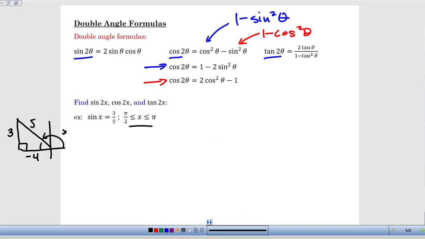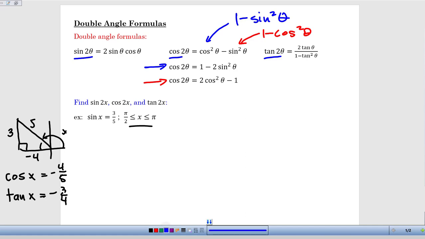And so that means that the cosine of x for this particular angle is going to be adjacent over hypotenuse, so -4/5. And then tangent of x is going to be opposite over adjacent, which is going to be -3/4. So those are going to be the cosine and tangent of our angle that we're going to use as we plug into the above formulas.